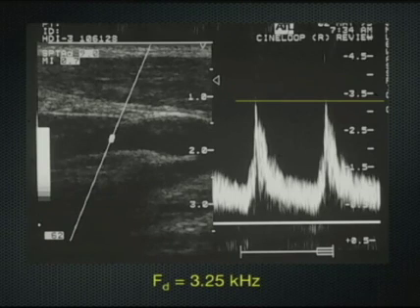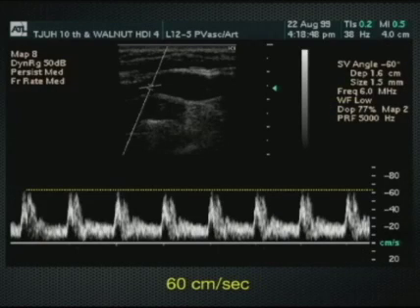Well, this doesn't help us very much because what we would really like to measure is the velocity of the blood flowing in the tissue or in the blood vessel. And in order to do this, we need to incorporate a measurement of the Doppler angle. We do this by placing a cursor within the vessel in which we are sampling blood flow and align the cursor so that it is parallel to the walls of the vessel.